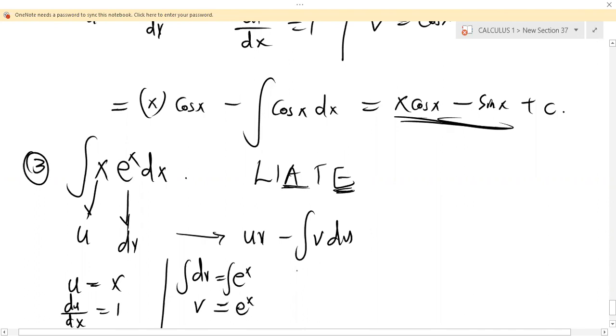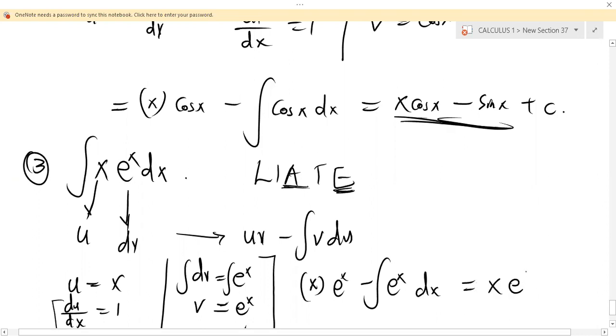Okay, so now we replace the values in the formula so that you can work it out. So uv: our u is x, multiplied by our v, which is e^x, minus the integral of v, which is e^x, multiplied by du. And our du, if you make du the subject of the formula here, it will be equal to dx. So our du in this case is dx. And this is x e^x. If you integrate e^x, you get e^x as well, plus c. And that's how you go about it.